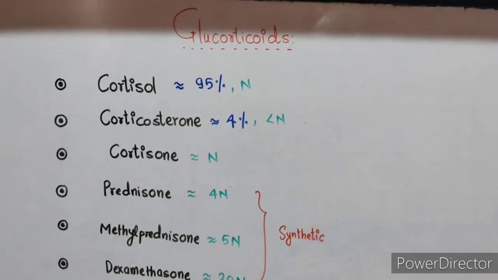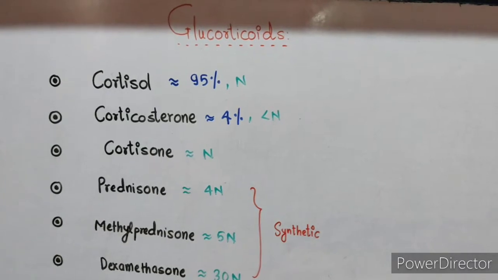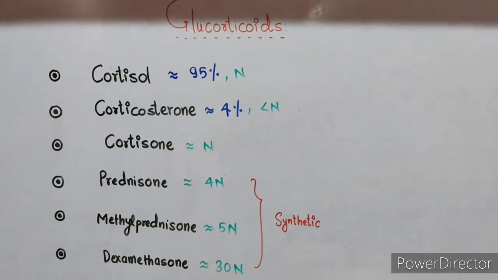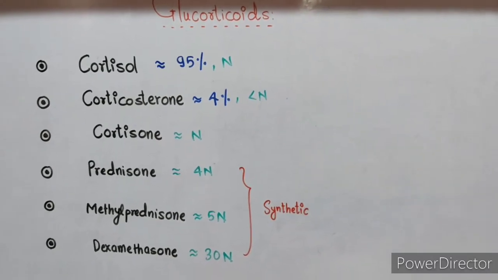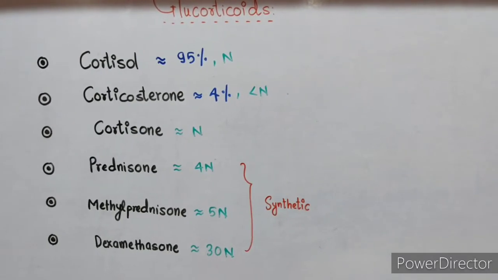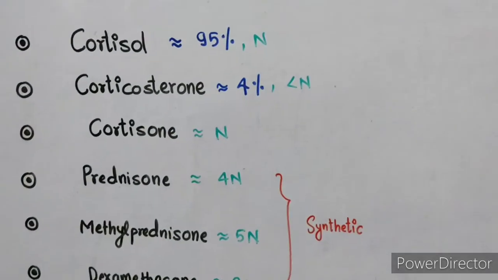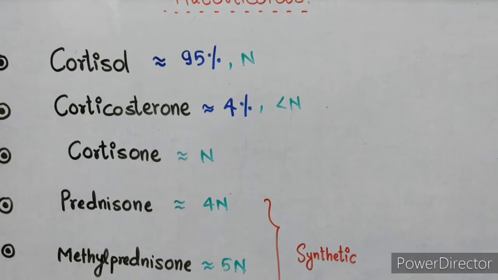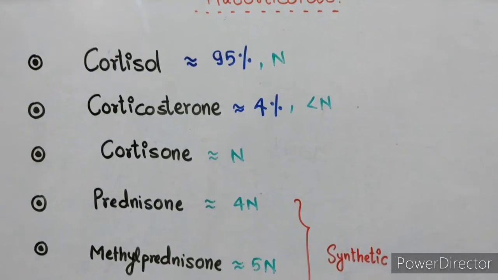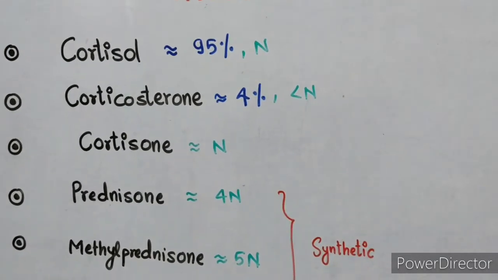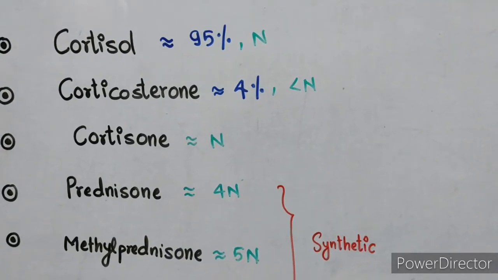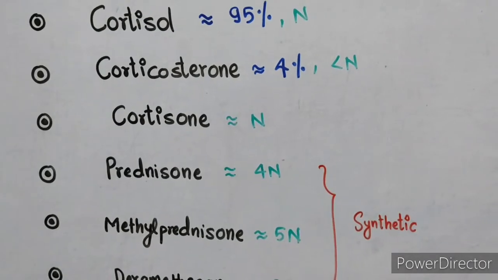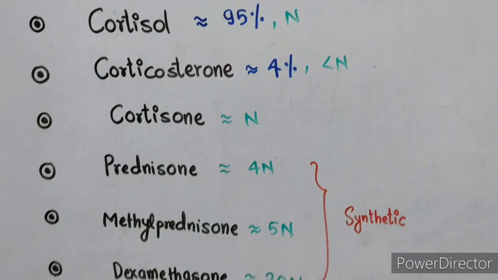Glucocorticoids are produced from the zona fasciculata of the adrenal cortex, and a little amount of them is also secreted from the zona reticularis. Let's know the names of glucocorticoids. Cortisol accounts for 95% of the total glucocorticoid activity. It is very potent. Corticosterone accounts for 4% of total glucocorticoid activity, and it is much less potent than cortisol. Cortisone is equally as potent as cortisol.